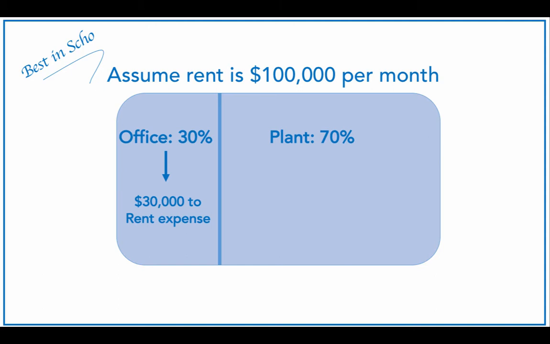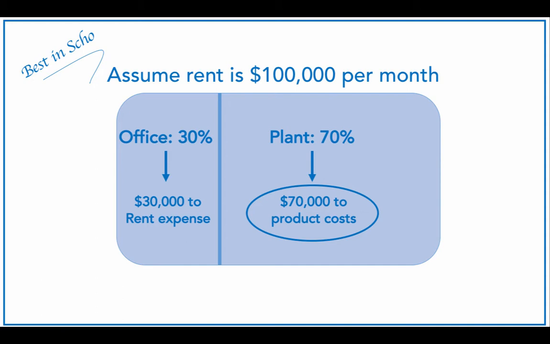This part of the rent is a period cost and is therefore expensed in the period in which it is incurred. The remaining $70,000 that pertains to the plant is the product cost portion of the rent. We would capitalize this, making it part of the products made during the rent period.